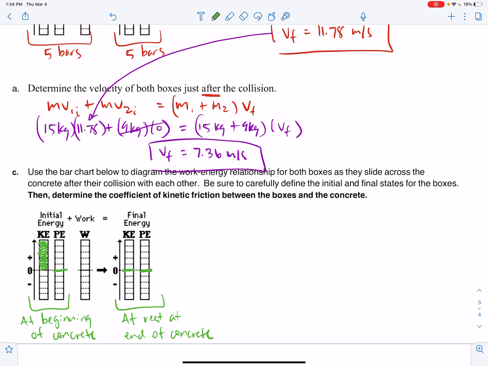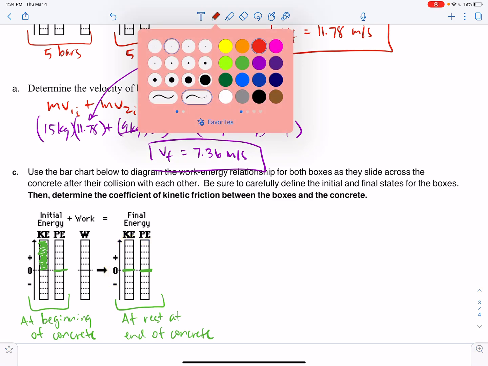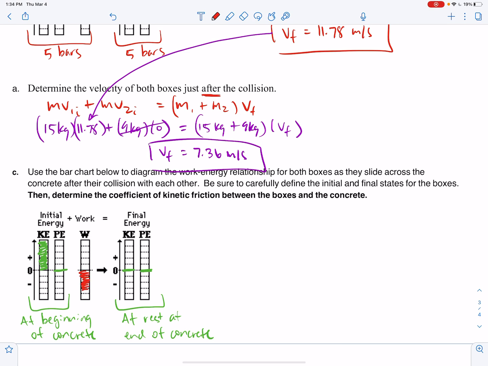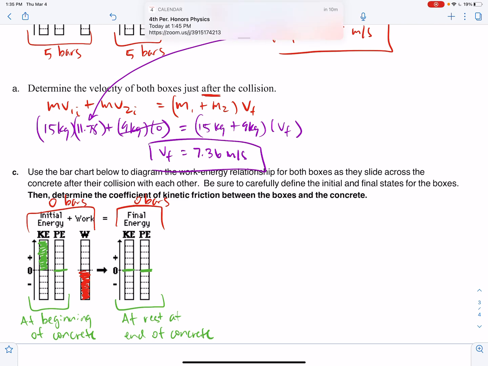Okay. Now, you'll notice that there's an imbalance here because on the left side, I've got 5 bars of energy, but on the right side, I have no bars of energy. So I've got a problem, okay? And this is how I can solve it. I need to add some negative work here. This is work that's done by friction on that concrete slab. Now, if I add these up, the total number of bars on the left is the positive 5 plus negative 5, so that's a total of 0. And then that will now agree with the total of 0 bars on the right side, which is describing the amount of energy once the two boxes come to rest at the end of that concrete slab.